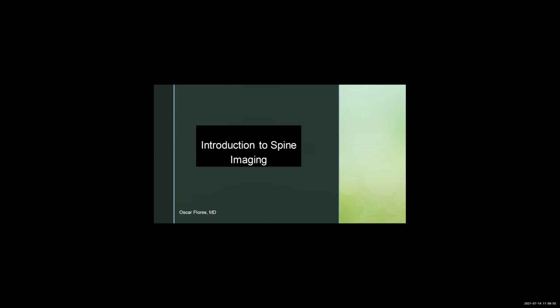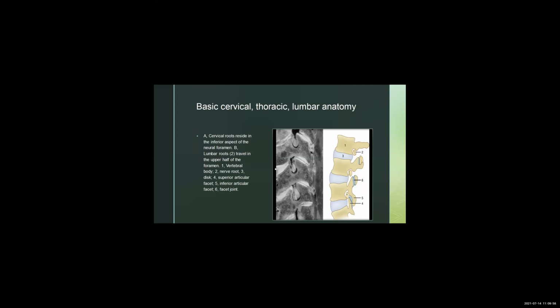So I'll just get started. Basically the spine has three parts. There's the cervical, the thoracic, and the lumbar part. Cervical is the neck, thoracic is the chest region, and lumbar is the lower back.